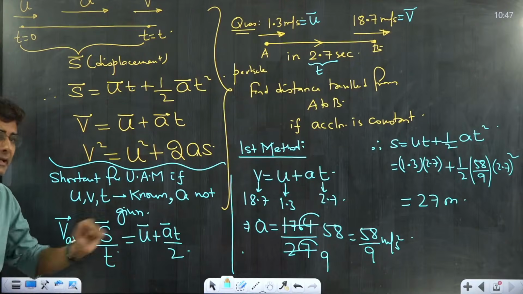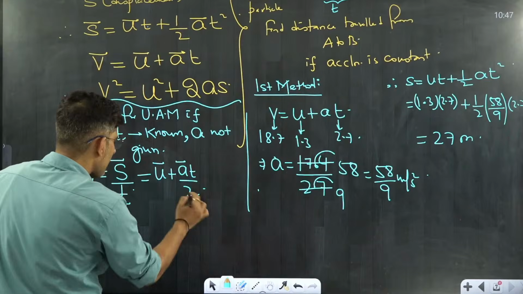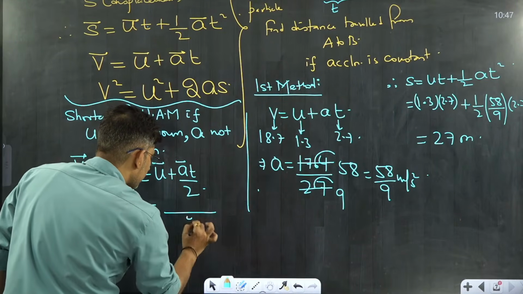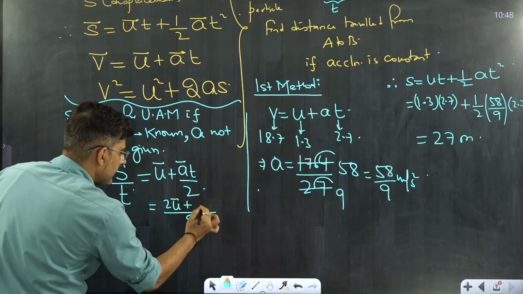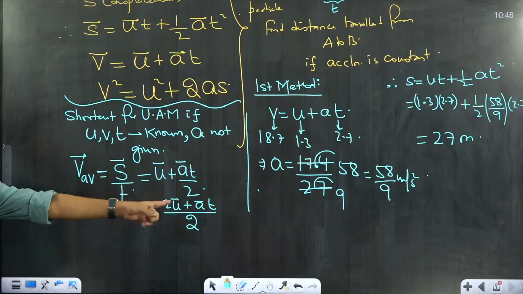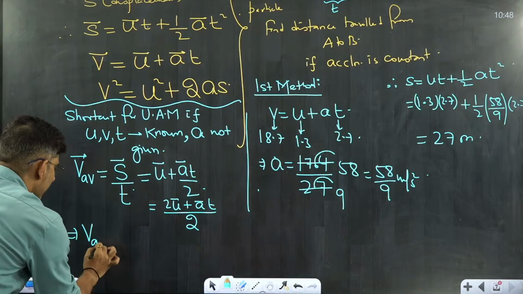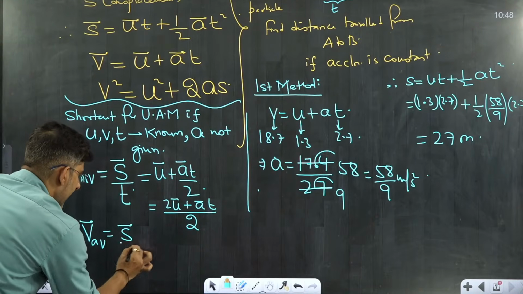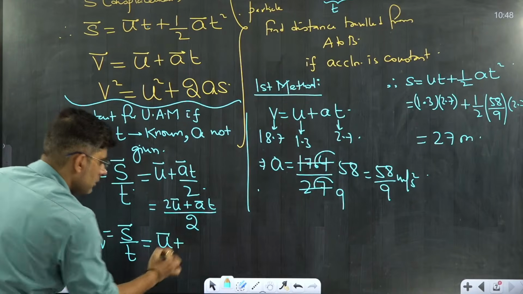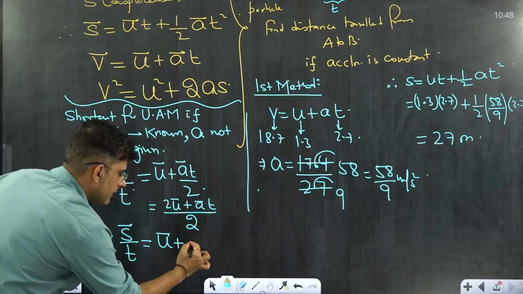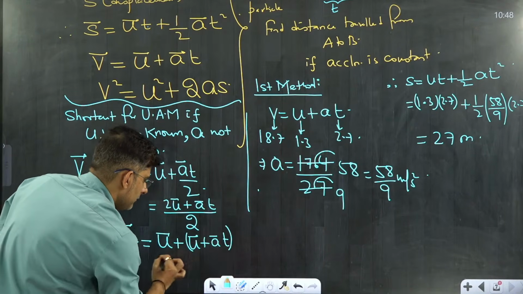Now, if you write like this, then what do we do? Let's check what we are doing over here. Can I take LCM? Then it will become 2u plus at. If I take LCM, it will become 2u plus at. Now final step, average velocity, which is displacement by time interval, can be written as u plus u plus at by 2.